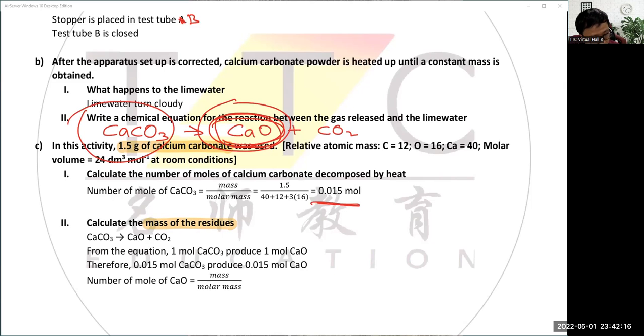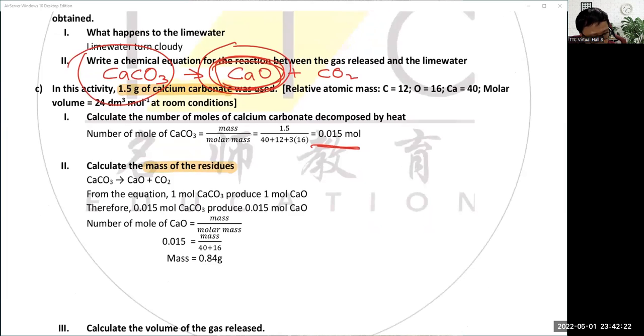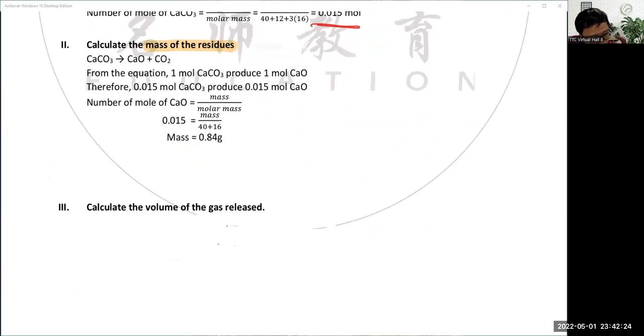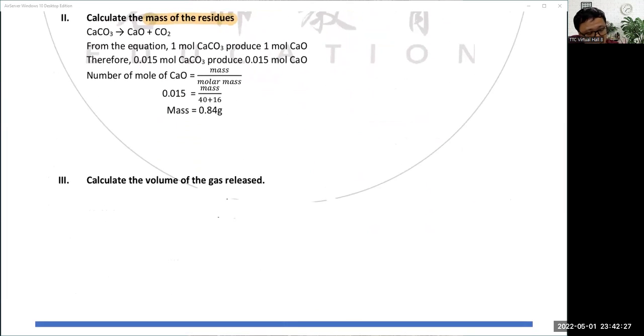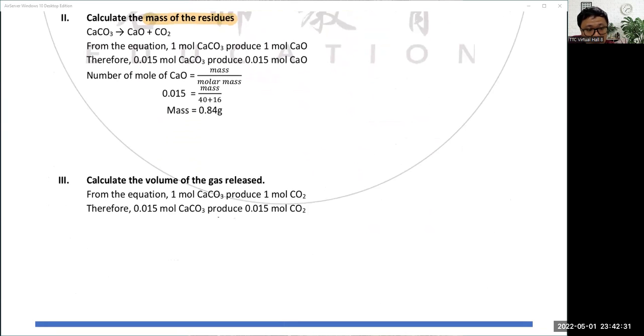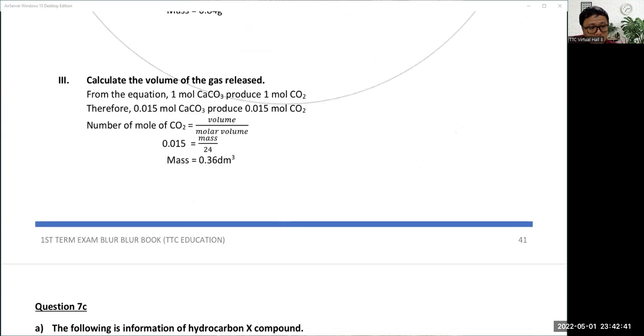Then number of moles is equal to mass over molar mass. So for 0.015 mole, the calcium oxide is 40 plus 16. You'll get the mass equals 0.84. Then how much gas is released? Same thing, from the equation, 1 mole produces 1 mole of carbon dioxide gas, so 0.015 produces 0.015 of carbon dioxide gas. So you convert to volume: 0.015 times the molar volume, 24, you'll get the volume as 0.36 dm cube.